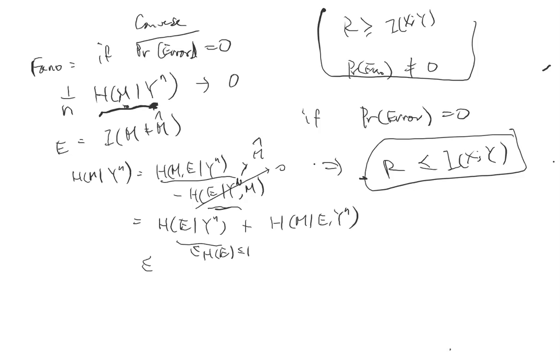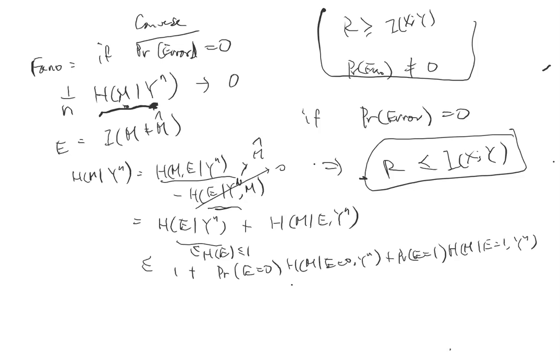And for this term here, I can split it into two different cases: the probability that E equals 0 times H(M given Y^n, E equals 0), plus the probability that E equals 1 times H(M given Y^n, E equals 1), right?